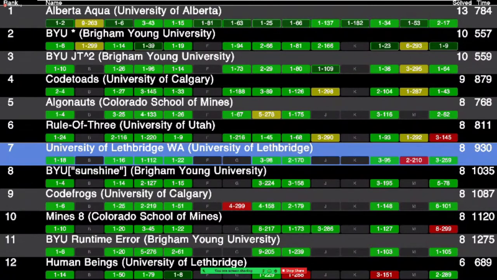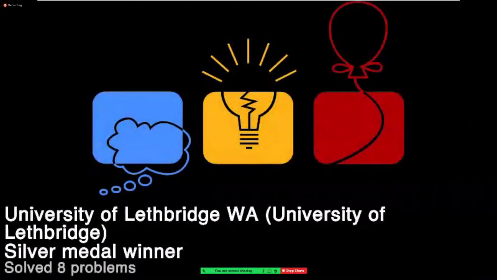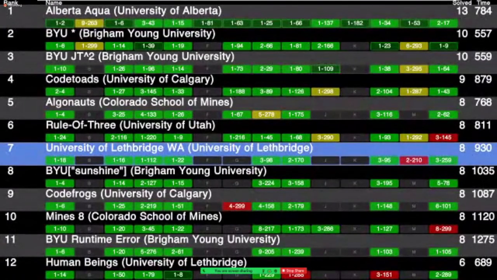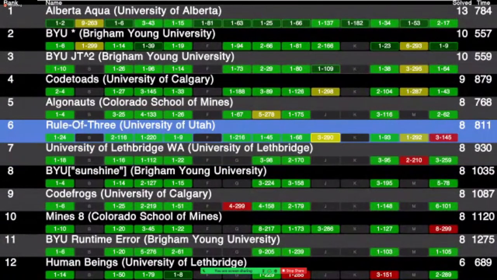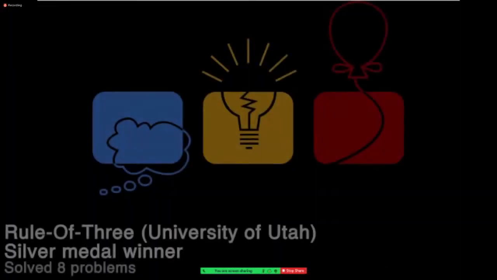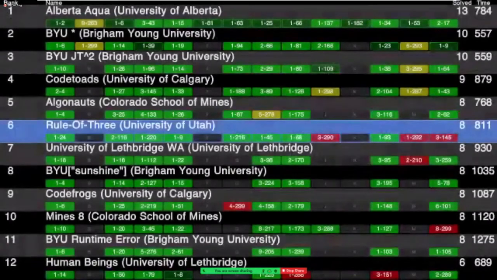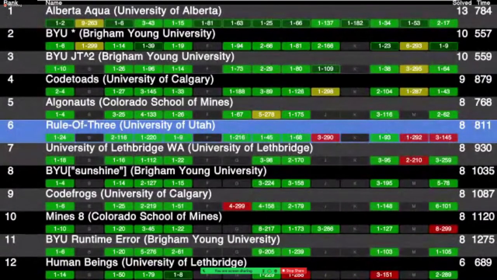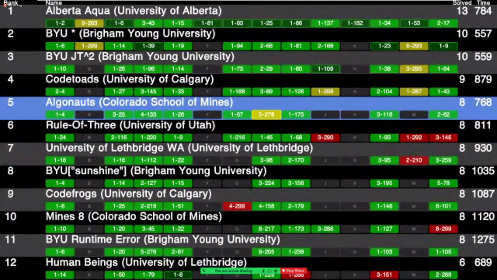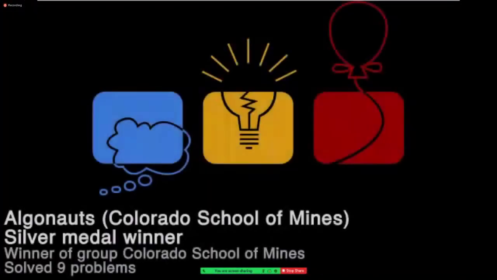So I will point out, we still do not know how many people will promote, but it will probably not be this number of people. I will say somewhere between 2 and 3 is the likely result. Congratulations, rule of 3. Algonauts. Ooh. Very, very good. 9 problems. That's awesome.